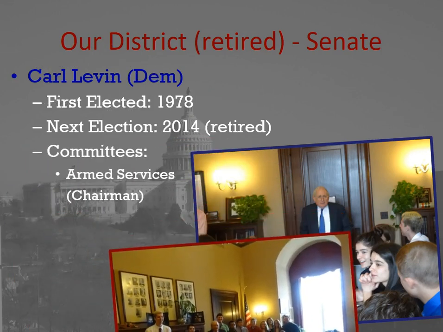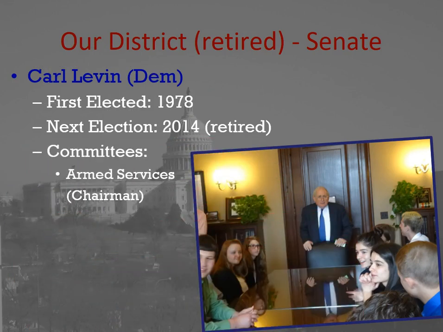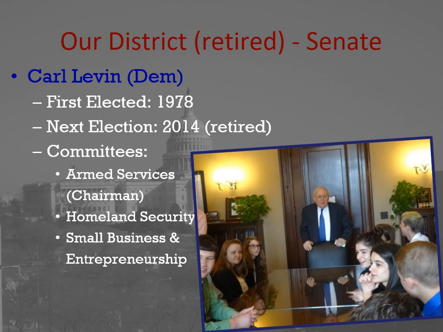And a retired senator. I think it's worth noting Carl Levin, at the time he retired, was the longest serving member of the Senate. He was first elected in 1978 and continued on until 2014. What this meant is he got his choice of committees. He was the chairman of the Armed Services Committee, which is a very prestigious and high-ranking committee. He was also on the Homeland Security Committee, as well as the Small Business and Entrepreneurship Committee. He always took the time to meet with us whenever we went on the Close Up trip.